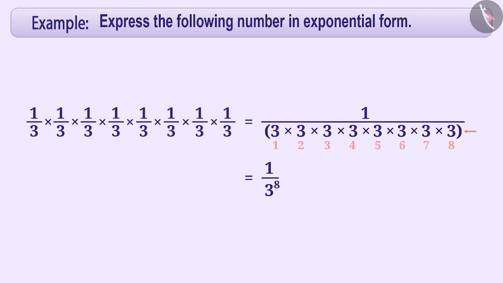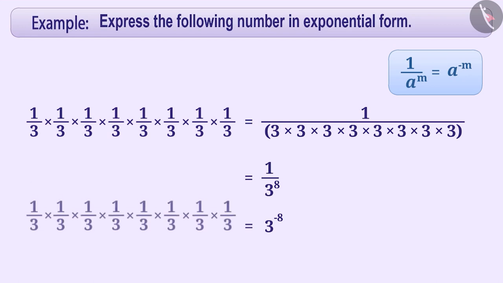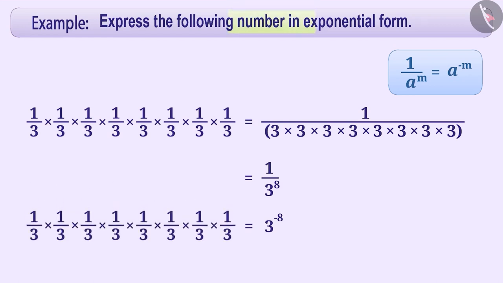You will also know that we can write 1 upon a to the power m as a to the power minus m in this way. So we can write 1 upon 3 to the power 8 as 3 to the power minus 8. From this, we get the exponential form of the given number: 3 to the power minus 8.